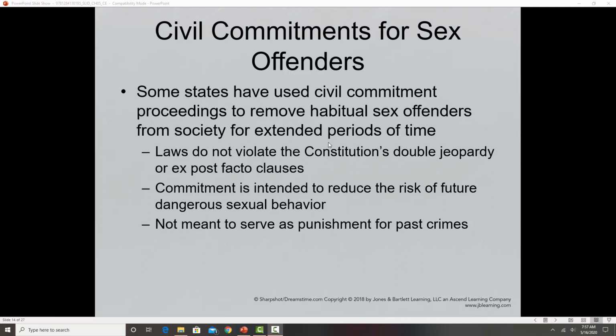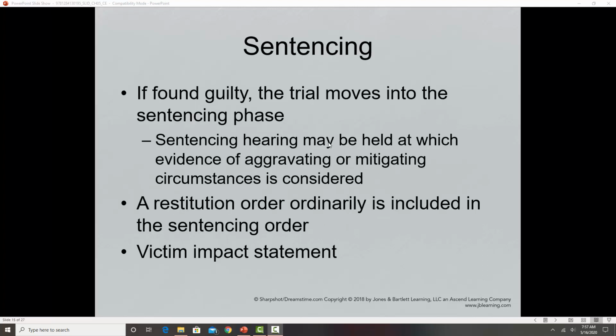This is very controversial because it applies when people have already completed their sentence, their punishment. But the Supreme Court ruled in Kansas v. Hendricks in 1997 that such laws do not violate the Constitution's double jeopardy or ex post facto clauses. So this does move forward in some states, and it is controversial.